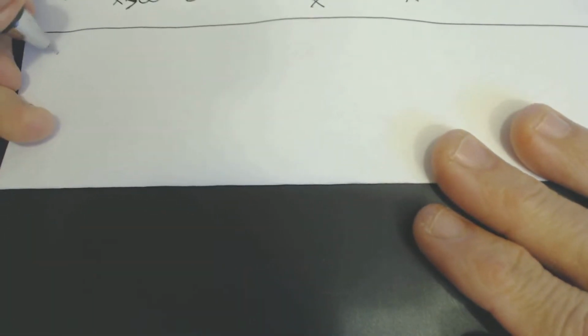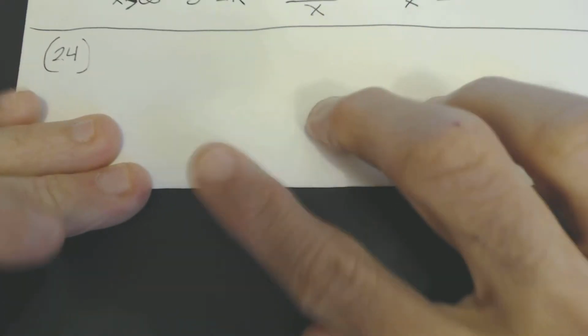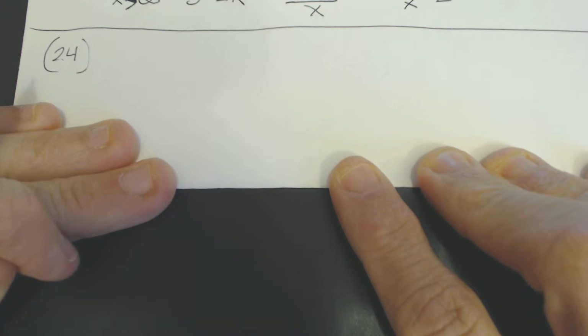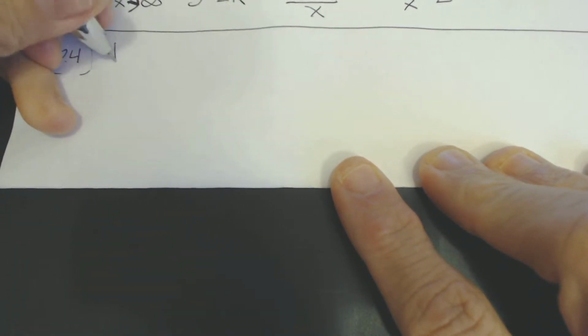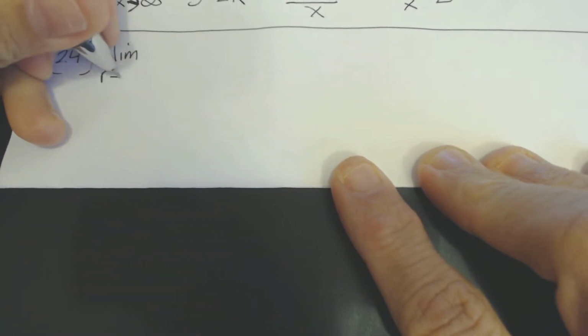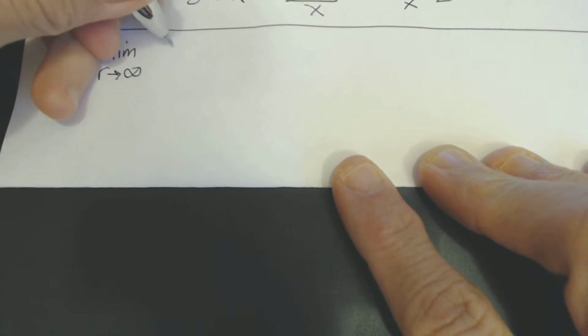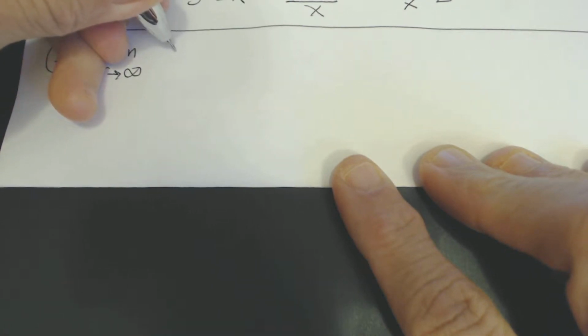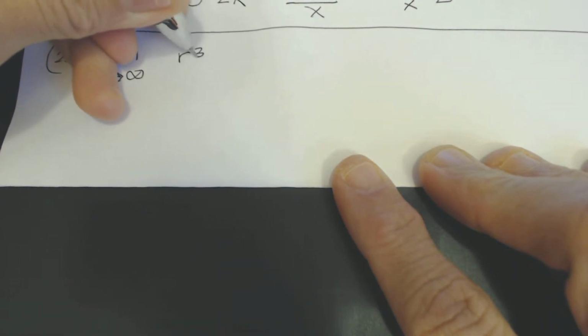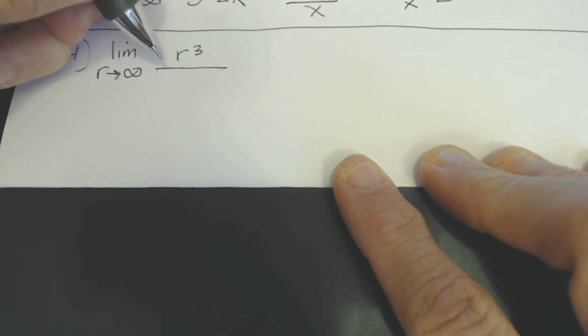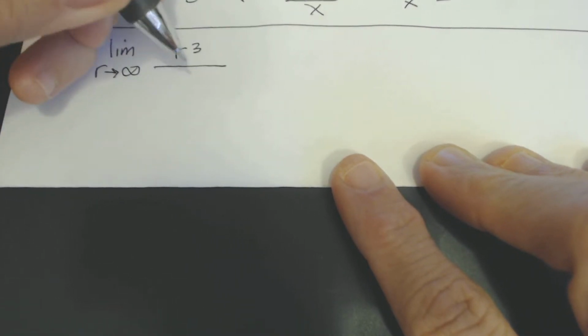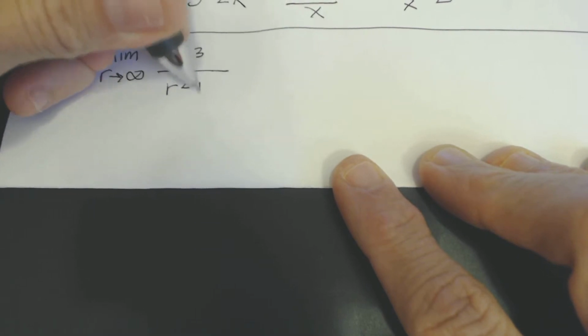All right, section 10.2, limits continued, question 24. We're evaluating this limit, which is going to be the limit as r approaches infinity. It's going to have r cubed on the numerator and r squared plus 1 in the denominator.